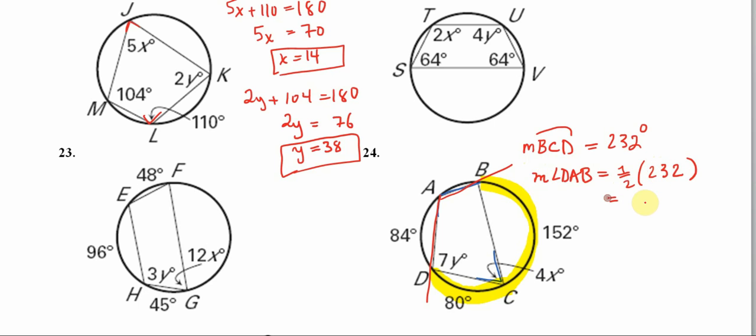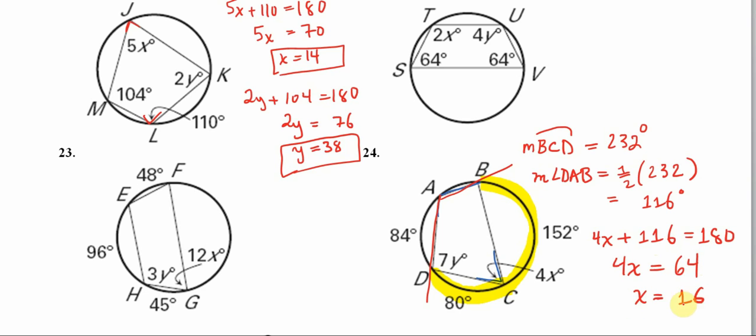Okay. So this gives us 116 degrees. And from there, we can use the opposite angles here to help us figure out the variables. So we can say that then 4x plus 116 is equal to 180. Subtract 116 from both sides, that gives me 64. And then divide both sides by 4, and that tells me that x is equal to 16.